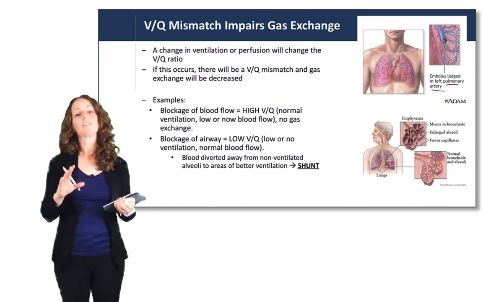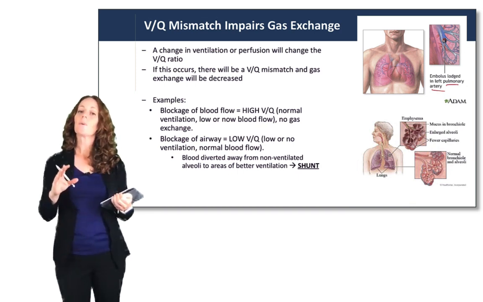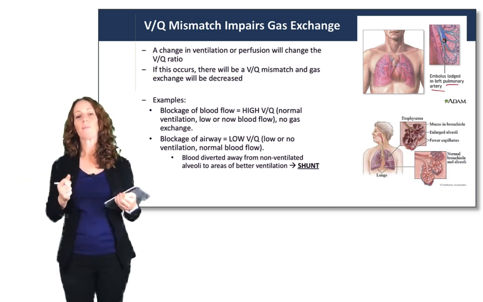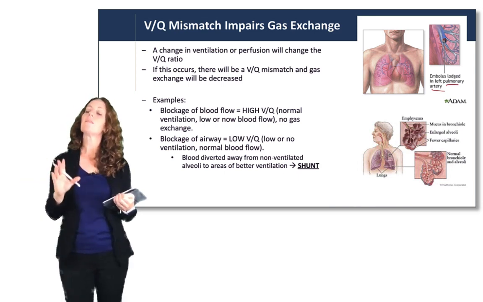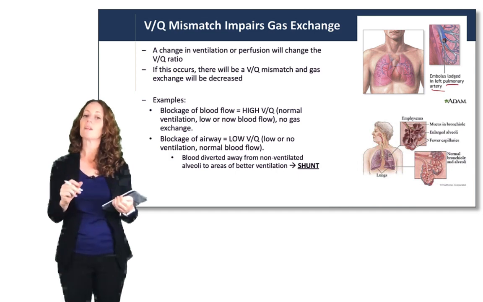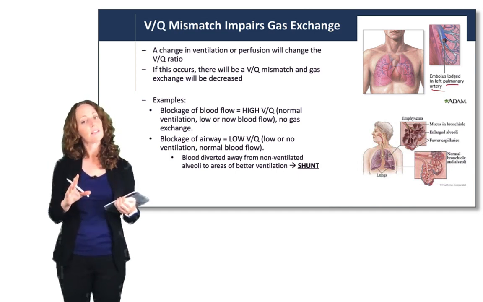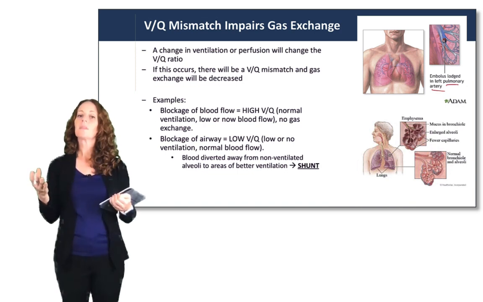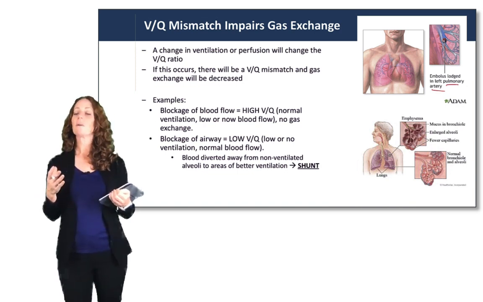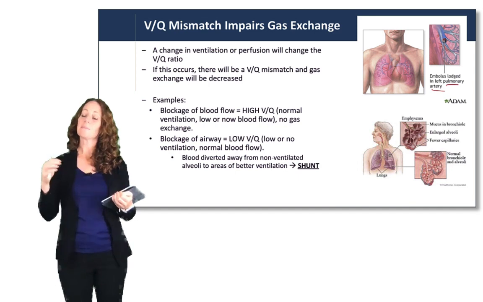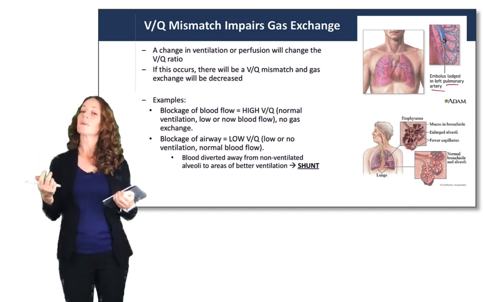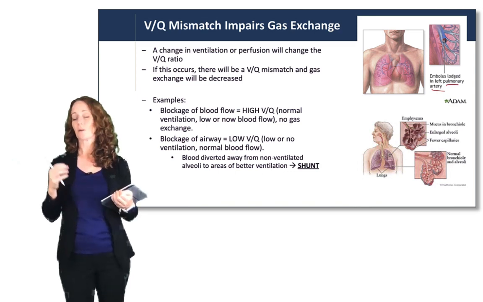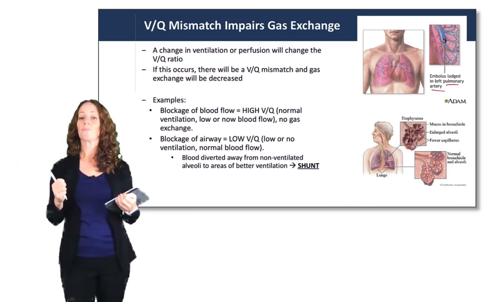In the case of the blockage of an airway, we have low or no ventilation, but normal blood flow. That will lead to a very low ventilation-perfusion ratio because you have very low ventilation, but regular blood flow. In both cases, we have what we consider to be dead space. That is, areas of the lung that are not performing gas exchange, or where gas exchange is very low.